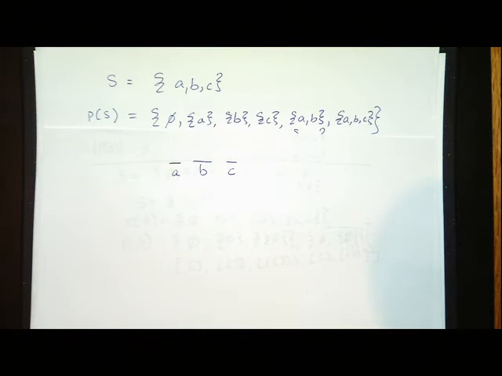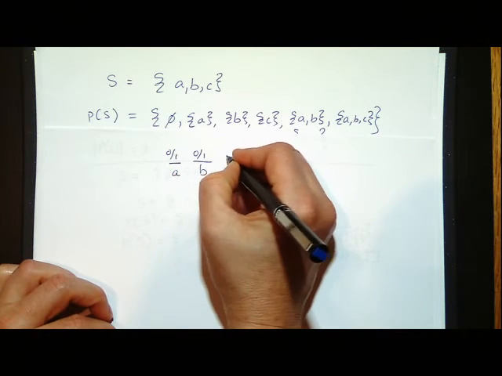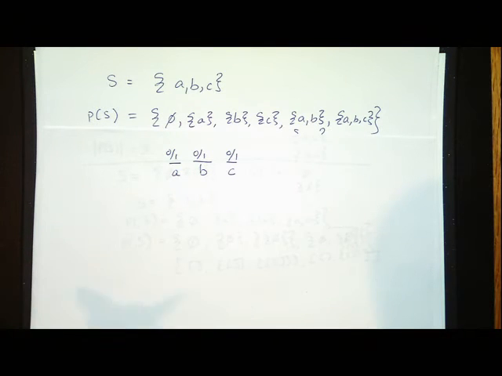Right? So A is in S, B is in S, and C is in S. So each one of these is a 0 or a 1, telling me whether or not A is in the set, B is in the set, or C is in the set.